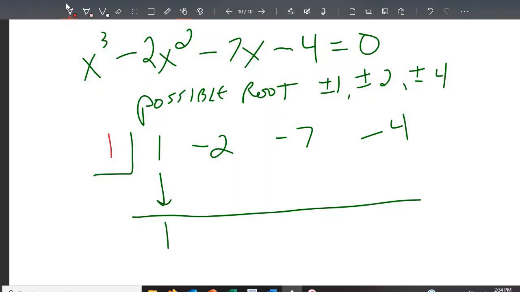1 times 1 is 1. Combine that together, we'll get negative 1. Negative 1 times 1 is negative 1. Combine that together, we'll get negative 8. Negative 8 times 1 is negative 8, and I get negative 12. Well, I need a 0 right there where that negative 12 is. So what that means, this positive 1 doesn't work.